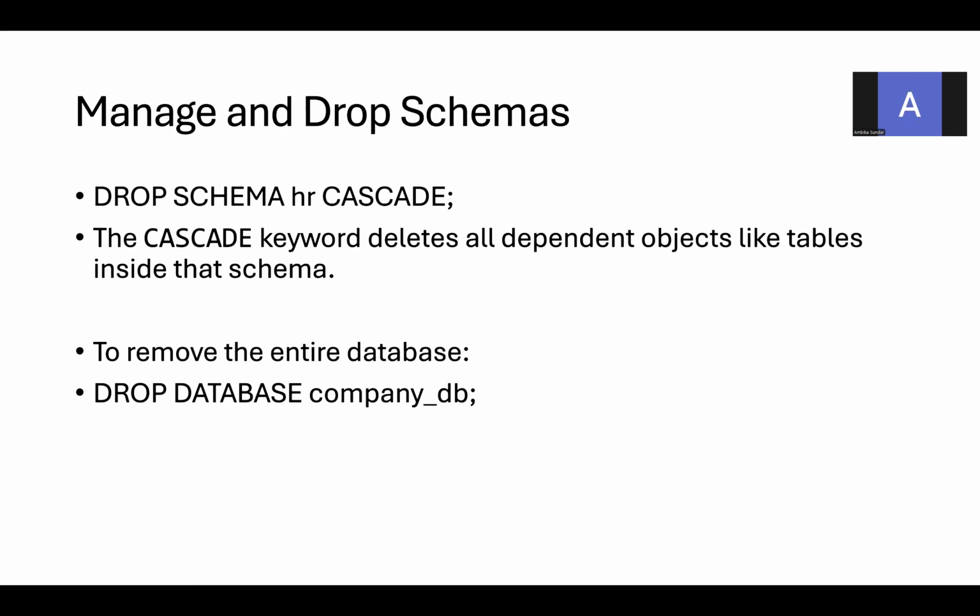To remove the entire database, I have to give drop database and the name. First, drop schema HR cascade is going to drop the schema, and cascade deletes all the dependent objects like tables inside the schema. If I want to delete the entire database, I have to give drop database name. So this is the way we manage and drop the schemas and database in the Snowflake data warehouse.